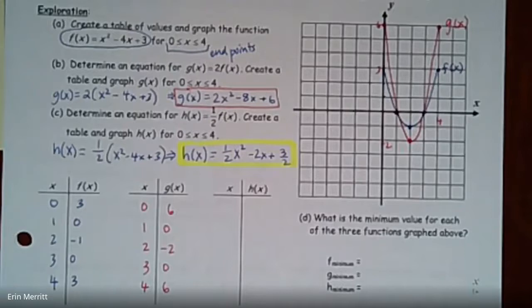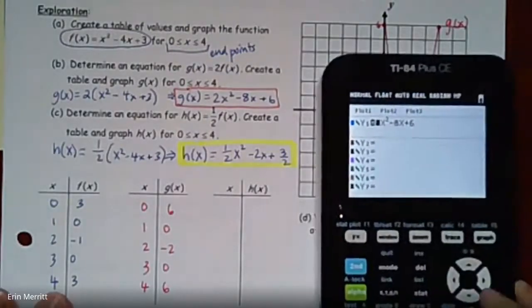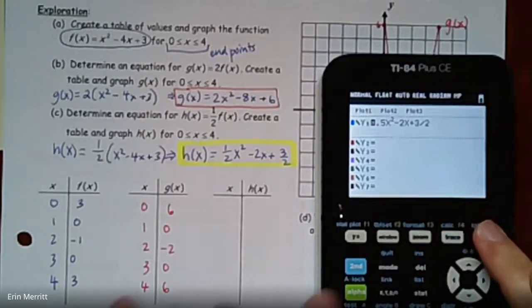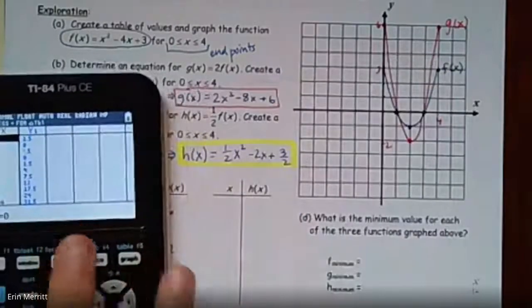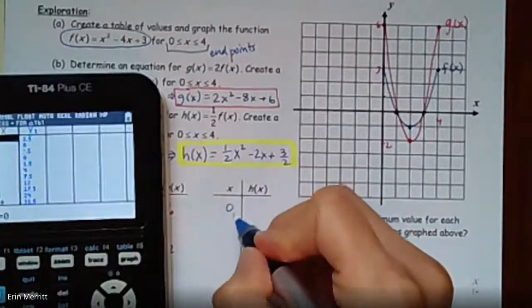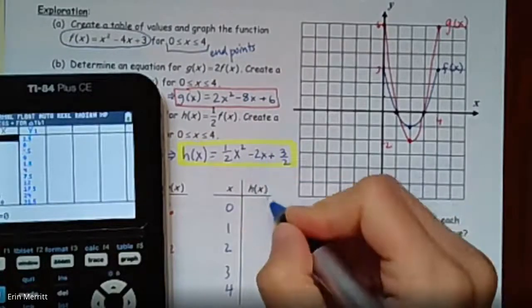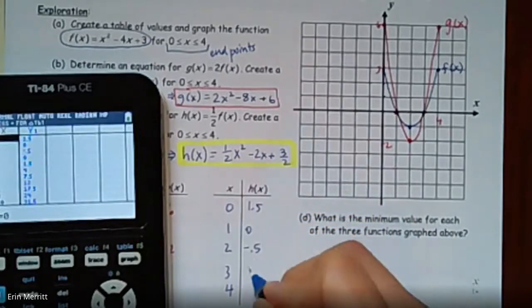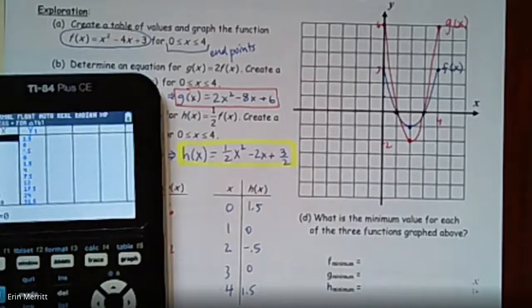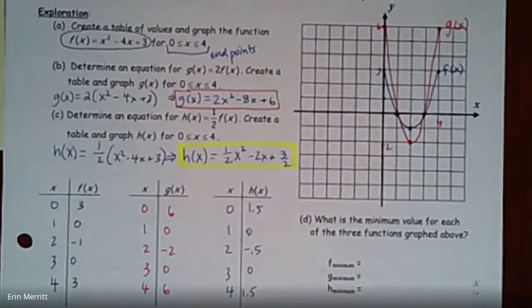So into my calculator, switch it on up. We've got 1/2, or you can do 0.5 if that's easier to type in here. X squared minus 2x plus 3 halves. Right? And then go to your table and let's record those same values. So I'll record them in blue so that you can still read everything. But we should have 0, 1, 2, 3, 4, same domain. So we have 1.5, 0, -0.5, 0, and 1.5. All right, plot those on your graph.